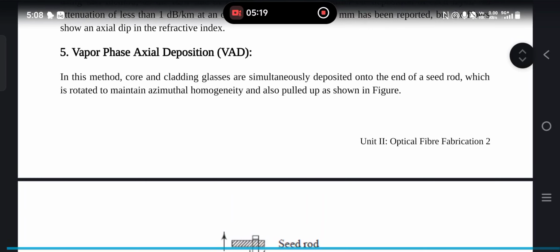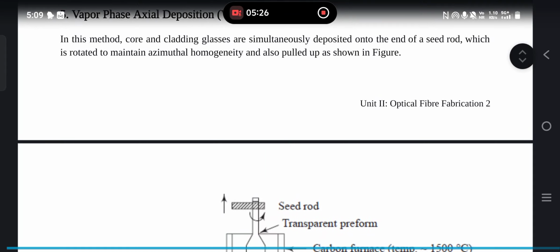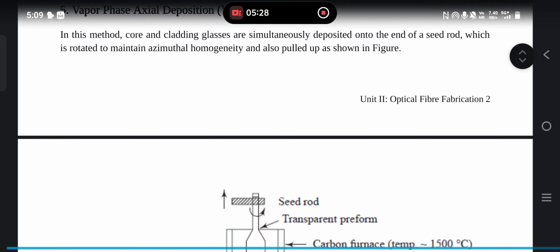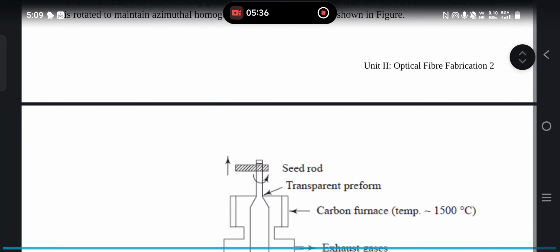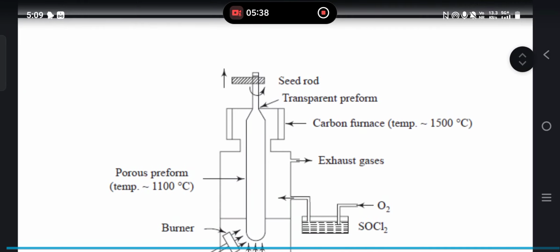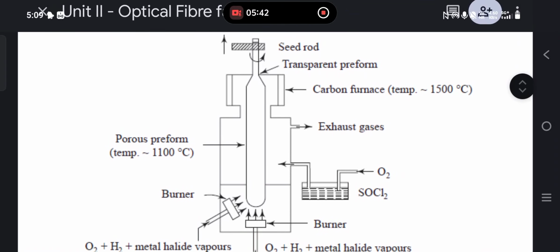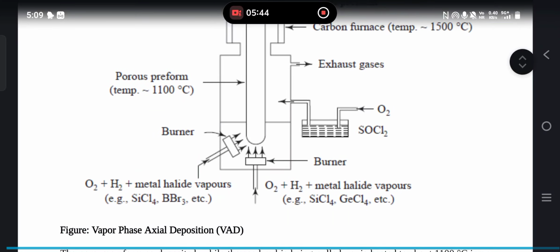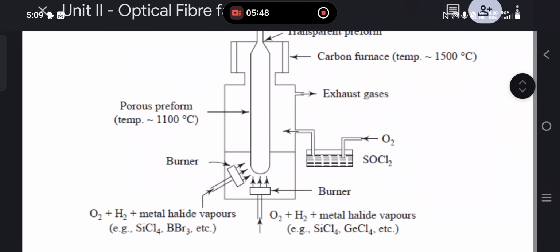Now, the next method is vapor phase axial deposition. In this method, core and cladding glasses are simultaneously deposited onto the end of the seed rod, which is rotated to maintain azimuthal homogeneity and also pulled up as shown in the figure. So this is the construction diagram of the vapor phase axial deposition technique.